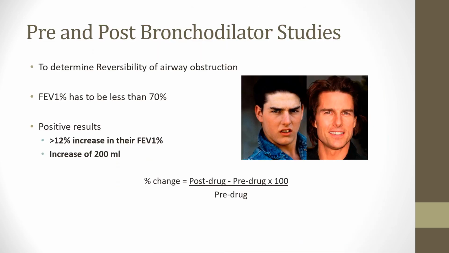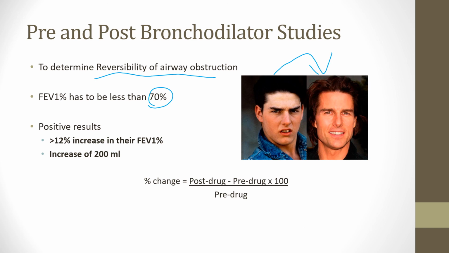Pre and post bronchodilator studies, you'll do these. There can be a lot of difference pre and post, so you never know what you're going to see here. And this is going to look at how reversible the airway obstruction is. So we're going to look at the FEV1%, and it needs to be low to begin with. If it's in the normal range, we're not going to see a difference. It needs to be low to begin with.